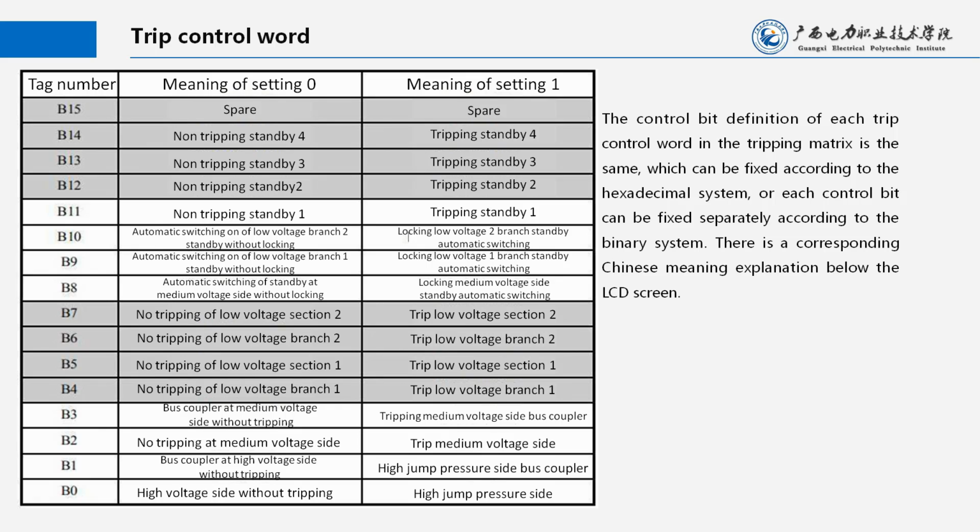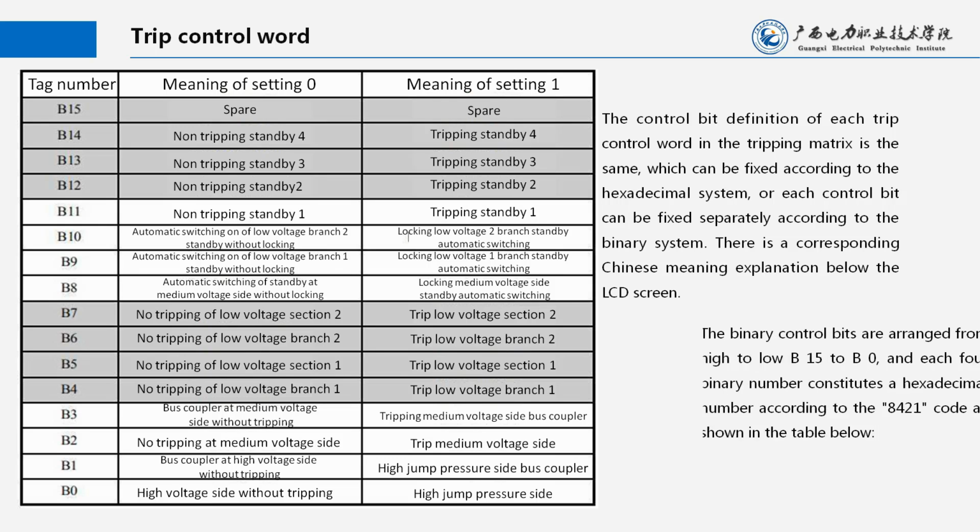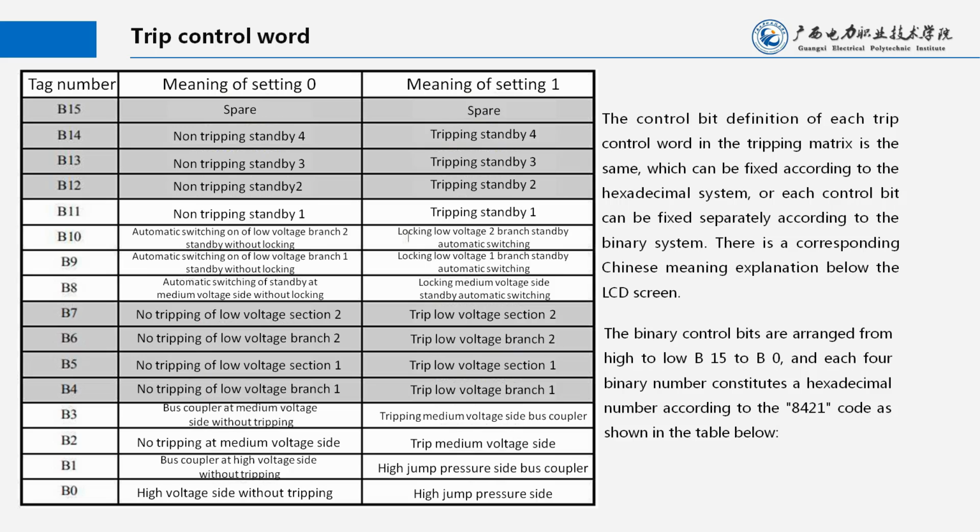The control bit definition of each trip control word in the tripping matrix is the same, which can be set according to the hexadecimal system, or each control bit can be set separately according to the binary system. There is a corresponding Chinese meaning explanation below the LCD screen. The binary control bits are arranged from high to low, B15 to B0, and each 4-bit binary number constitutes a hexadecimal number according to the 8421 code as shown in the table below.